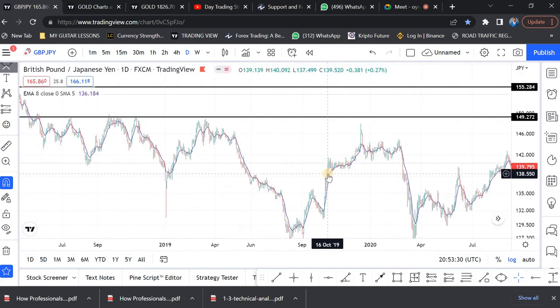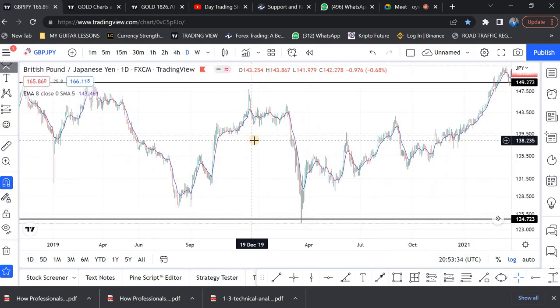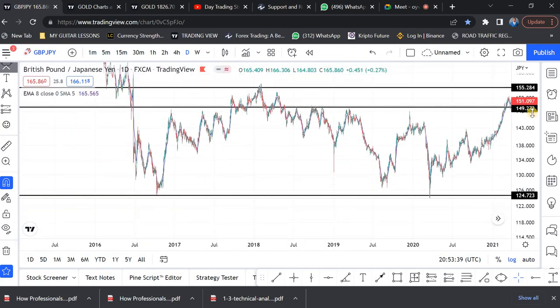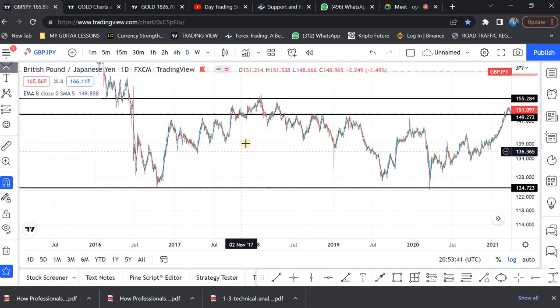Okay, you can sell. A typical example is here. I can draw a support here because you could see that whenever price came to touch this area, it reverses. Okay, let me draw a support line here.